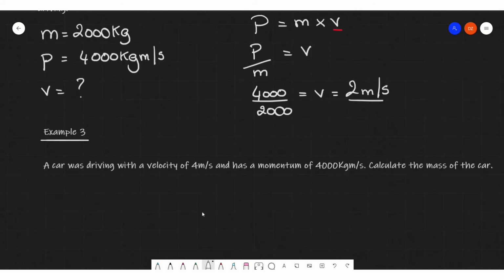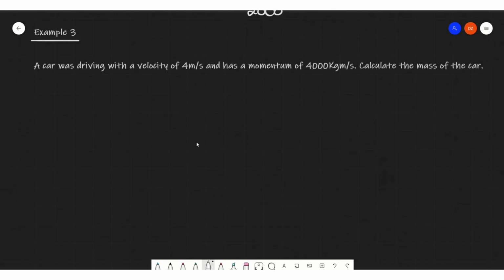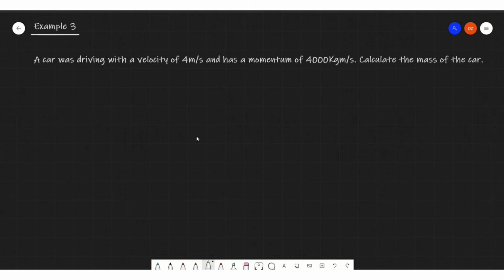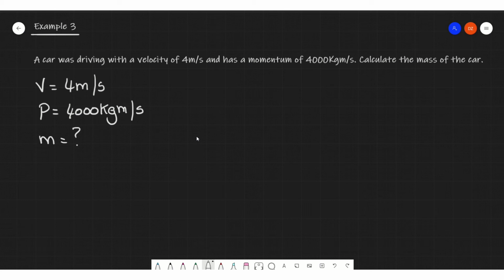Let's look at example number 3. A car was driving with a velocity of 4 meters per second and has a momentum of 4,000 kilogram meters per second. Calculate the mass of the car. Again, this time we have to write that we have a velocity of 4 meters per second. We are given the momentum, which is equal to 4,000 kilogram meters per second, and we need to find the mass.